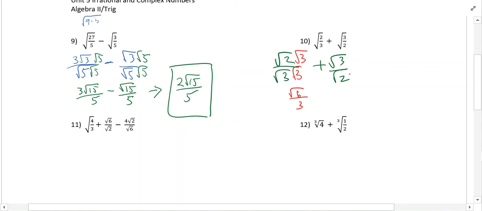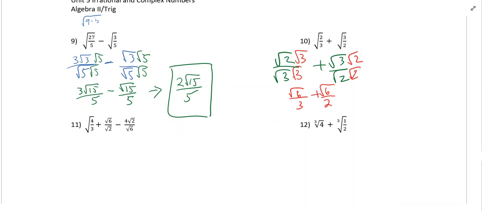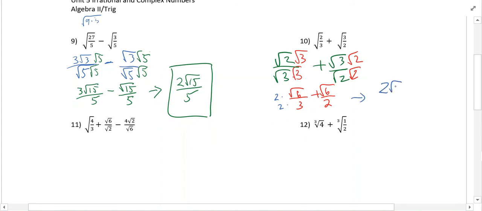On this side, I need to rationalize, so I have to multiply rad 2 to the top and the bottom. So I get plus rad 6 over 2. But now again, remember the rules of adding fractions is they have to have a common denominator. So I have 3 and 2. So in order to make them have a common denominator, which I want to be 6, I'd have to multiply 2 to the top and to the bottom here, which is going to give me 2 rad 6 over 6.